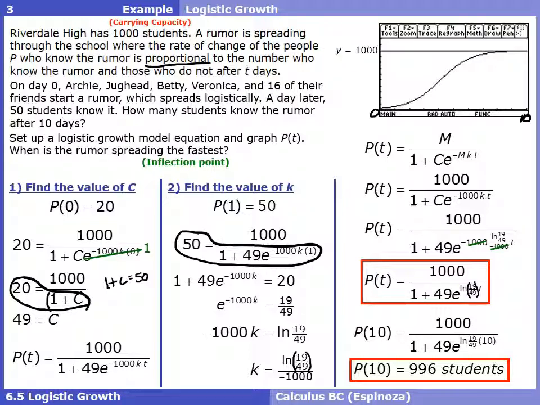996 students know the rumor after 10 days. So that's pretty much the max it's ever going to get to. That's why I made my x-axis go from 0 to 10. But now we can answer a follow-up question. When is the rumor spreading the fastest?